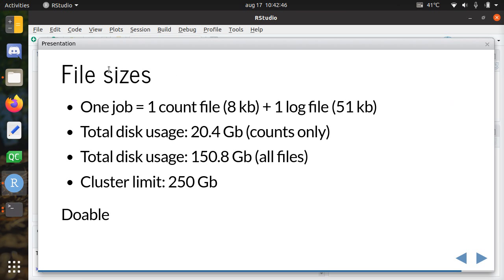Well, let's take a look at the file size, because that's also a problem. One job gives me one file that contains the counts, which are only four values, and creates a log file. If you scale that up to the millions of jobs I need, if I only keep the counts, which is the minimum I use, I already have 20.4 gigabytes. If I add the log files, I get to 150 gigabytes in total, and the limit of the cluster is 250 gigabytes. So if I have all the files on the cluster and I zip it, I predict zipping goes fine, but it may also be wrong. Sounds doable to me.